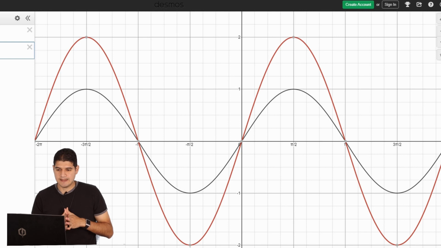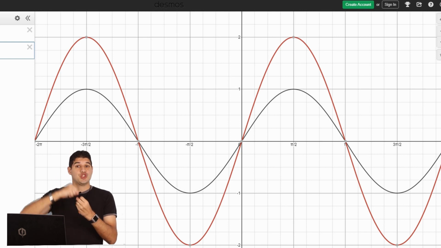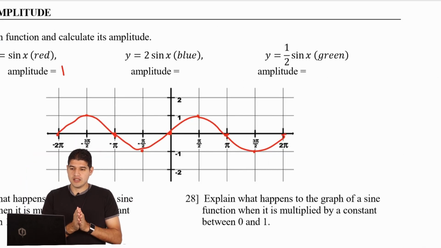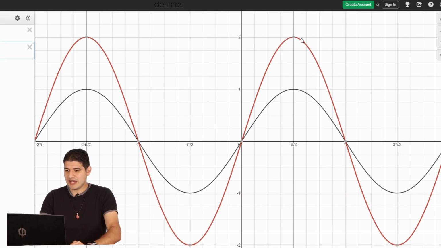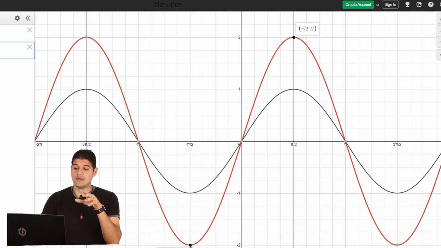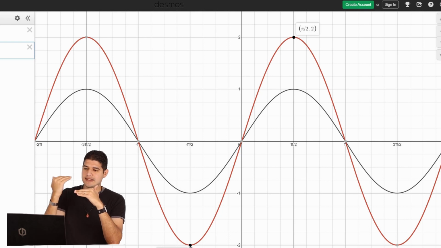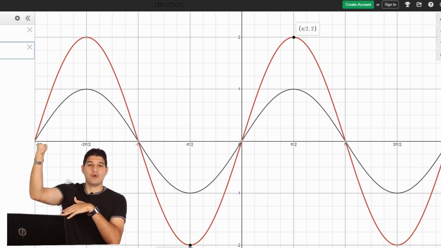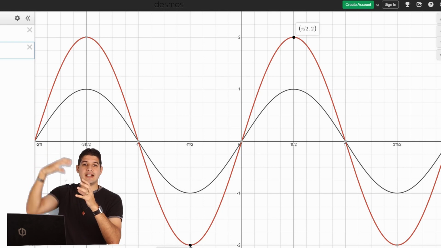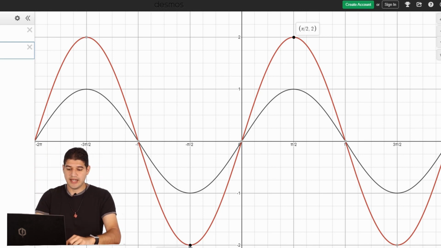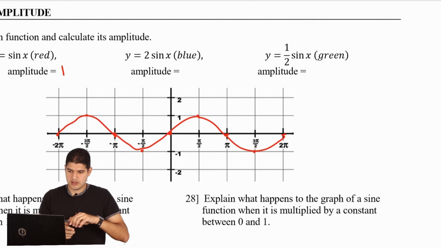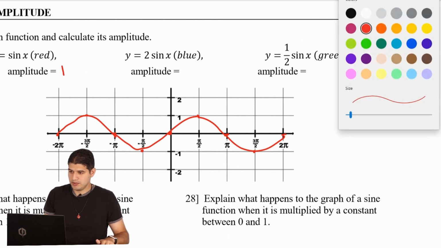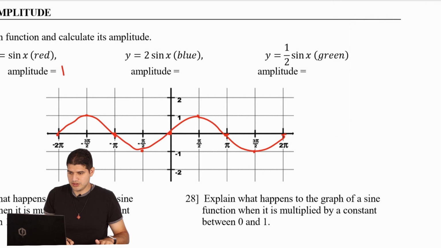What you can see here is that it kind of got stretched out a little bit. All right, so let's see what happened. First, let's look at the amplitude right here. The max value here is 2 and the minimum value is -2. So if we're looking at half of that distance, the full distance is 4, but if we cut that in half, we get down to 2. So the amplitude is 2. And let me switch this to blue real quick. So the amplitude is 2. And let's go ahead and graph it.